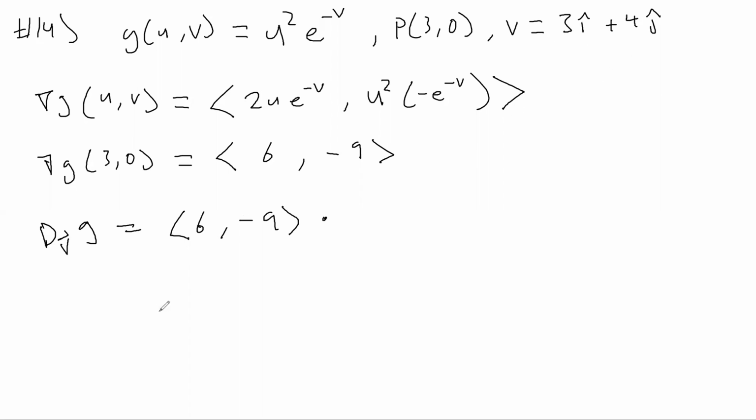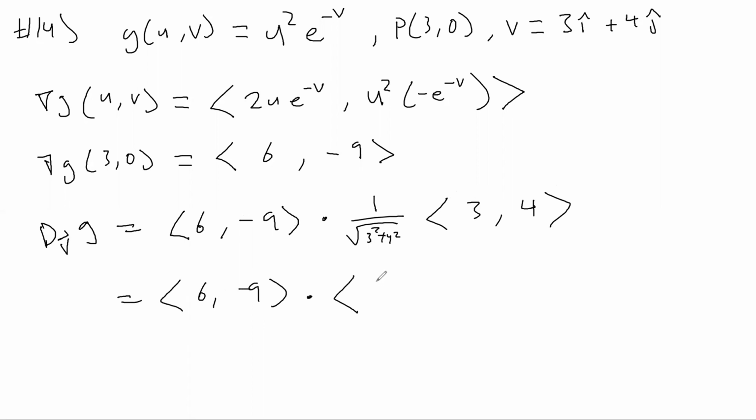So let's see. So we just need to divide, so it'll be 1 over the square root of 3 squared plus 4 squared, which is 5, multiplied by 3, 4. So that's going to be 6, negative 9, dotted with, let's see, 9, 16, 25, yep. So 3 over 5, 4 over 5. Yeah. So we get 18 over 5 minus 36 over 5. Which is negative 18 over 5.